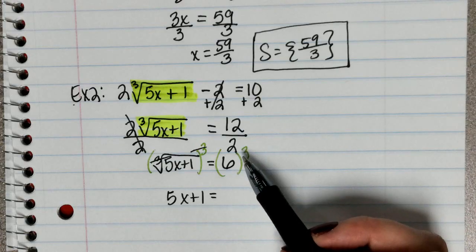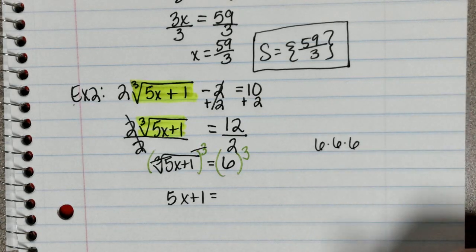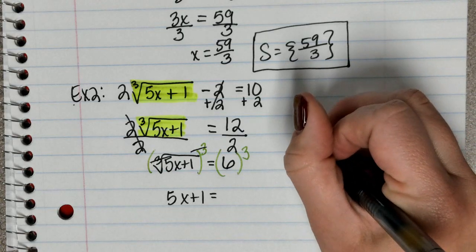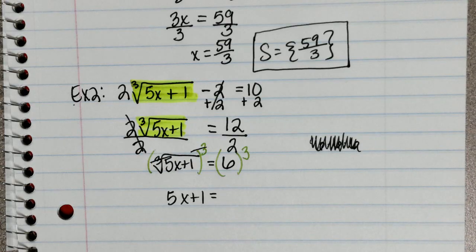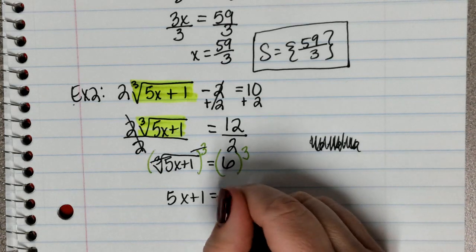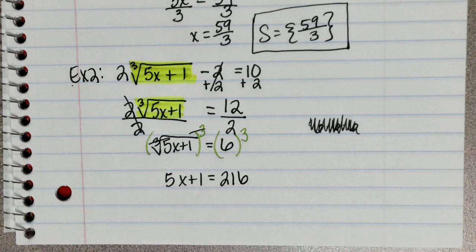The number 6 to the power of 3, which is 6 times 6 times 6. I know, that's scary. It's gone now. Okay? It was there for a second. It's gone now. And that's 216. Okay? 6 to the power of 3 is 216.